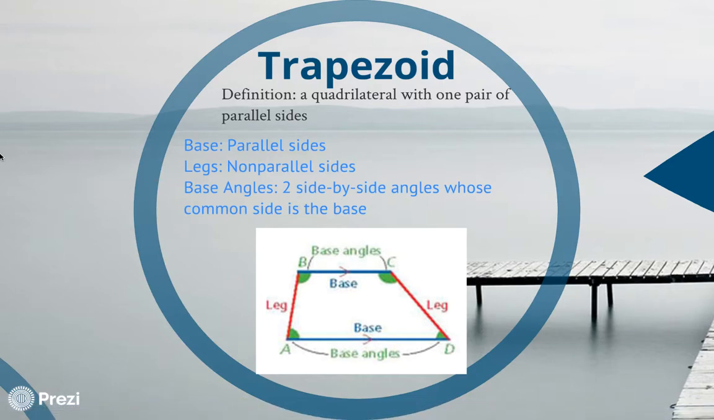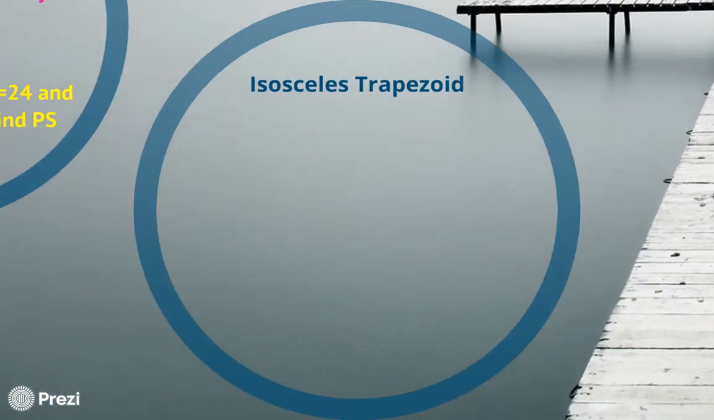And now we're going to talk about a specific kind of trapezoid called an isosceles trapezoid. So let's think about this. What is an isosceles triangle?